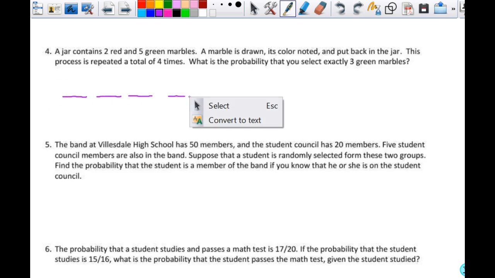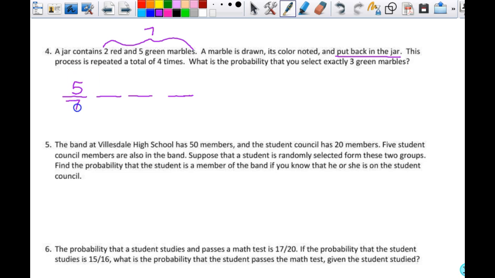Are these events independent or dependent? Independent because it gets put back in the jar, right? Now what I want is the probability that I get exactly 3 green marbles. Here I've got 2 red and 5 green, so that's a total of 7. So the probability that I get 1 green marble is what? 5 out of 7. Then the probability I get another green marble is 5 out of 7. And then another one, 5 out of 7.